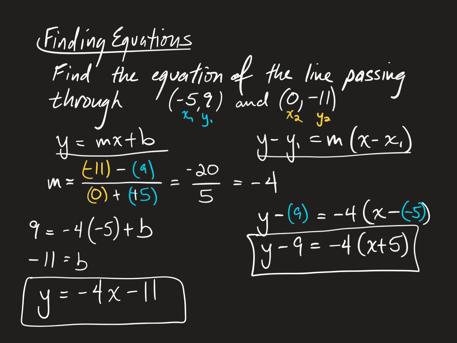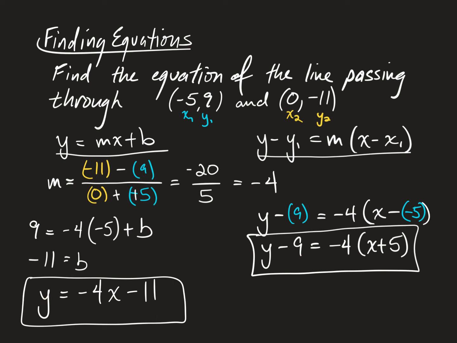So there is the slope-intercept form of this equation, or of this line that passes through these 2 points. Now, we did not have to go through this entire process to find b. We could have just distributed the negative 4 here and added 9 to both sides to get the same equation.